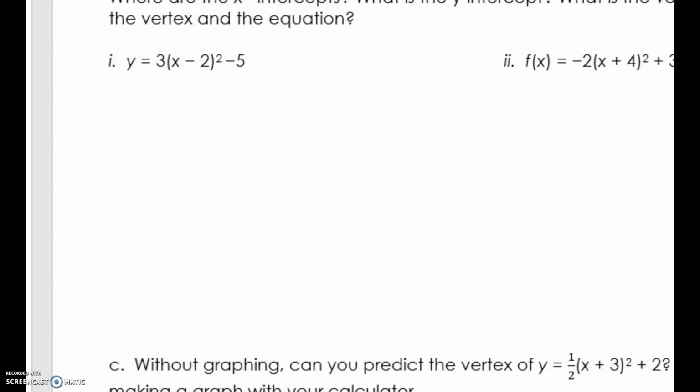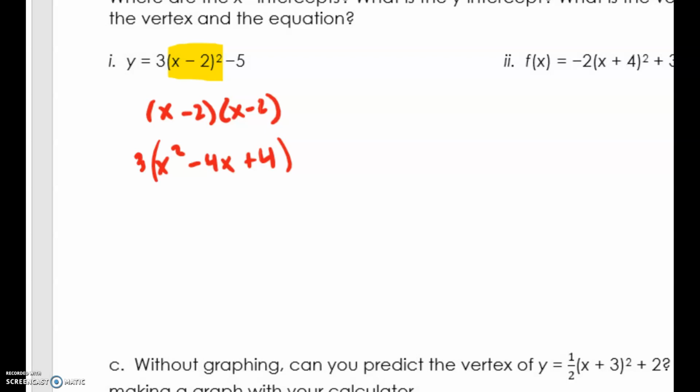Okay, so if I was to multiply this out, my first step would be the exponent. I have to expand that. And if I multiply that out, x minus 2 squared means x minus 2 times x minus 2. If I multiply that, I get x squared minus 2x minus another 2x. So that's going to be minus 4x and then plus 4. And then I still have the 3 in front and the minus 5 at the end.